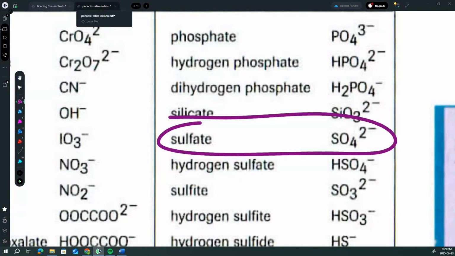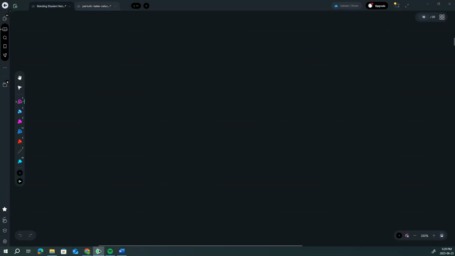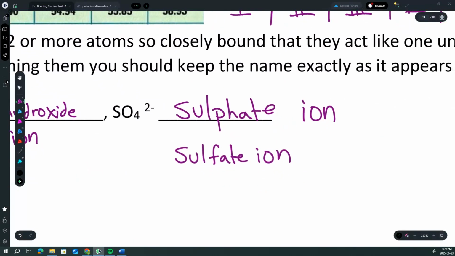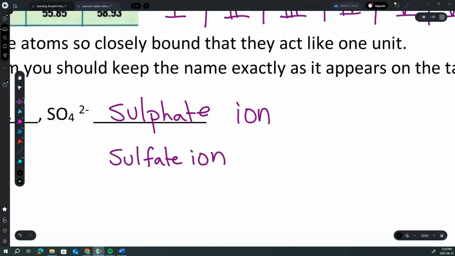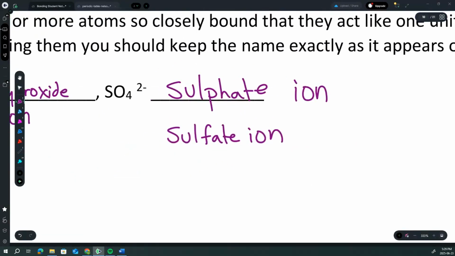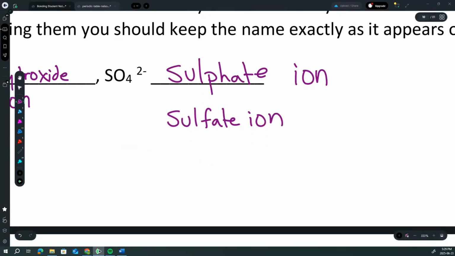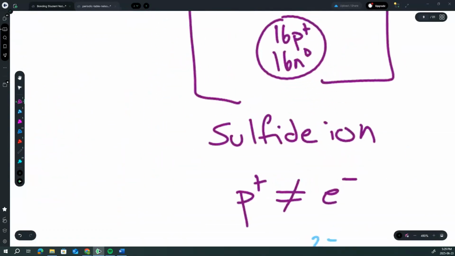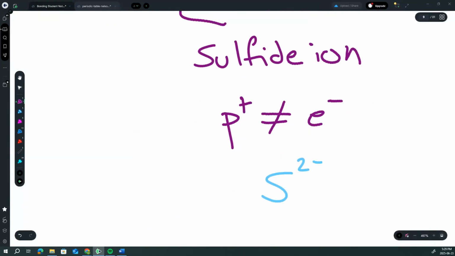Okay, now just FYI, there's 2 different ways to spell sulfate, either with an F or a PH, both are acceptable. So you could call it sulfate ion like that, or sulphate ion like this. But just watch out, because sulfate ion is SO4 2-, but remember, this sounds very similar. Sulfide ion is S2-. So just watch out for that.